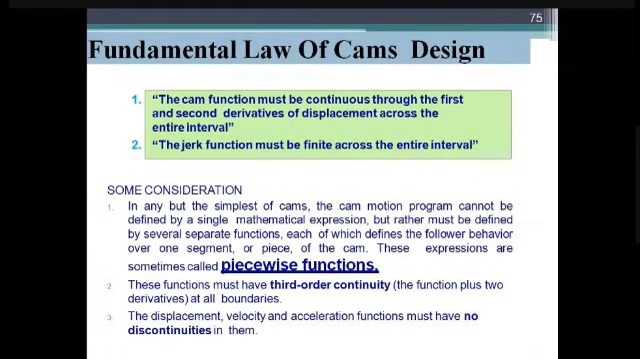Okay, the fundamental law of cam design. How are we going to design a cam using the fundamental law? We have to consider two important things. The first is that the cam function must be continuous through the first and second derivative. This is very important. The second is that the jerk function must be finite across the entire interval. So note down these two points. We are going to discuss them with an example problem.